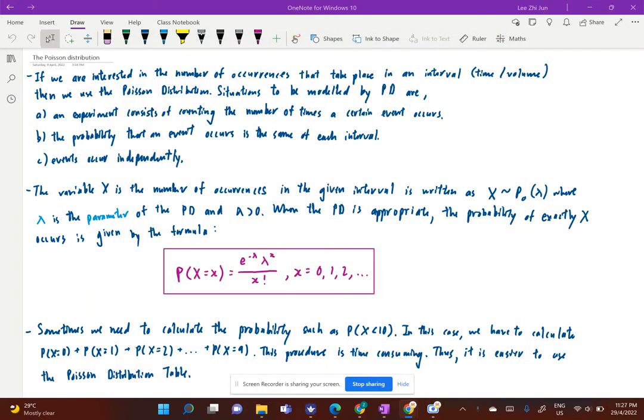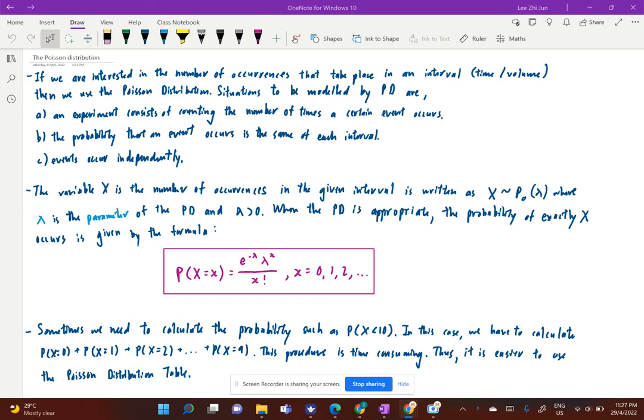Hi, so in this video, I will talk about the Poisson distribution. If we are interested in the number of occurrences that take place in an interval, which can be time or volume, then we use the Poisson distribution. Situations to be modeled by the Poisson distribution are an experiment that consists of counting the number of times a certain event occurs. The probability that an event occurs is the same in each interval, or the events occur independently.